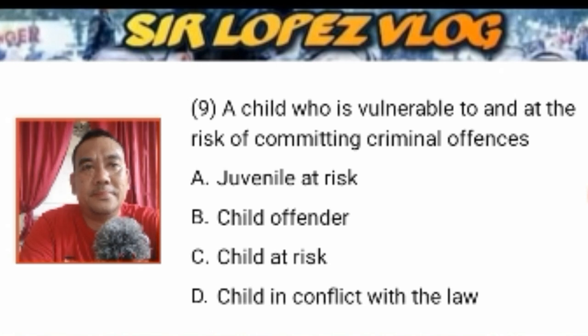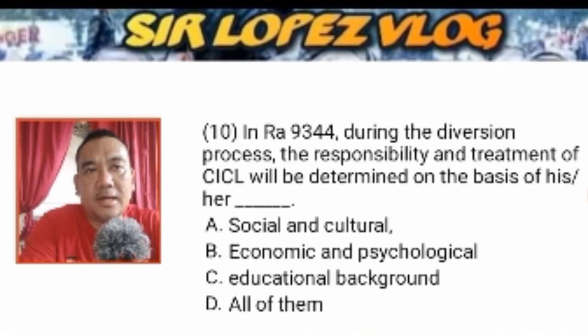Number 10. In RA 9344, during the diversion process, the responsibility and treatment of CICL will be determined on the basis of his or her blank. When we say CICL, we are referring to the child in conflict with the law. Is it letter A, social and cultural? Letter B, economic and psychological. Letter C, educational background. Or letter D, all of them.